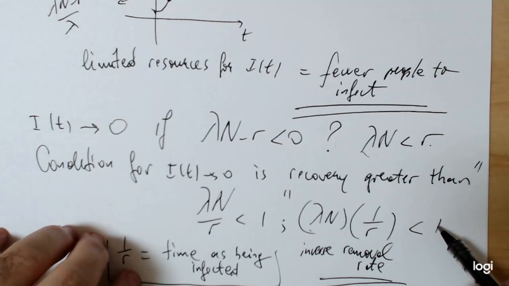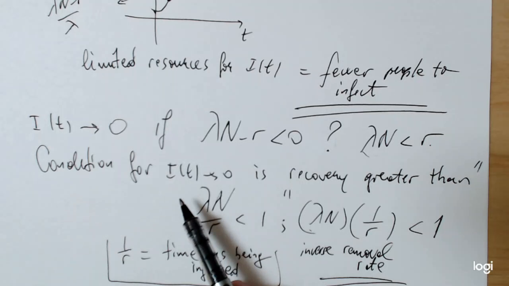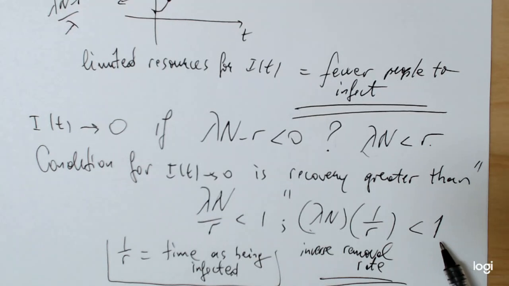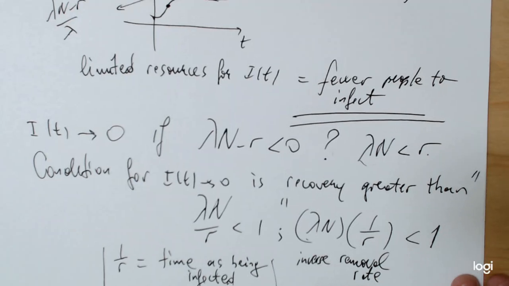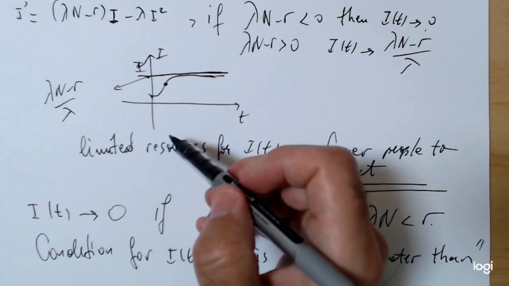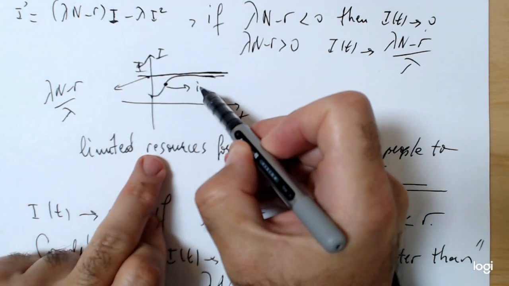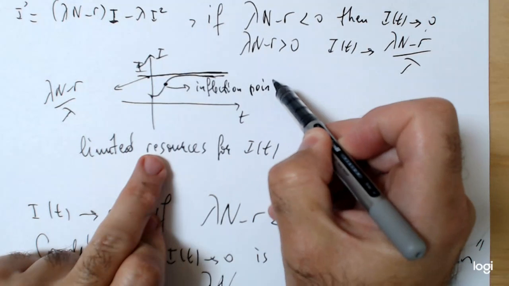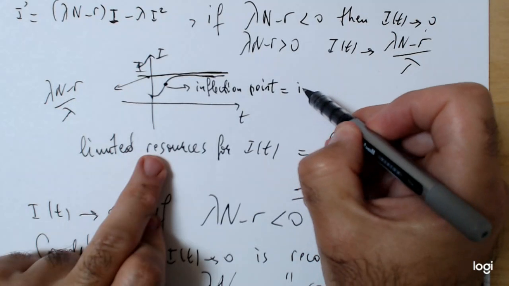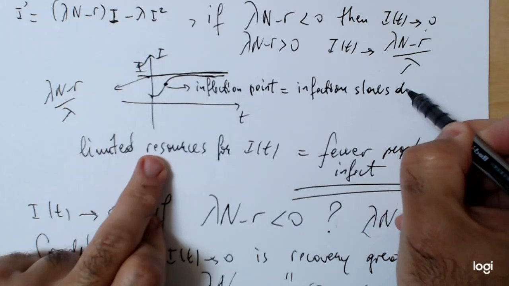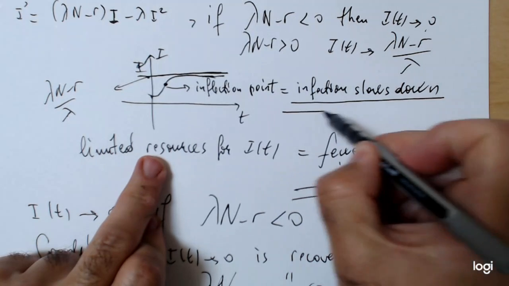And so again, if that's less than 1, you would expect that you don't have an epidemic, it will die out, and I of t goes to 0. And if the opposite condition happens, then of course the infected class approaches a positive quantity. The inflection point in this context is that sweet spot in which the infection slows down, still increasing, but at a slower and slower rate.